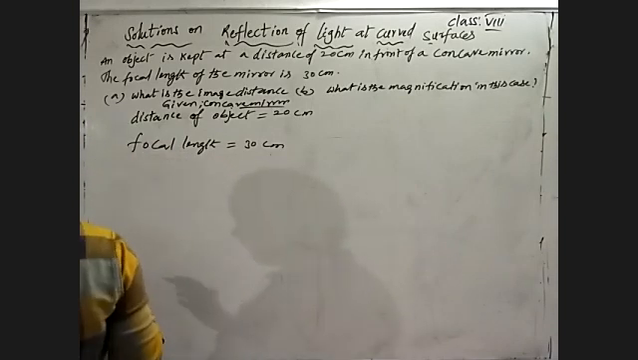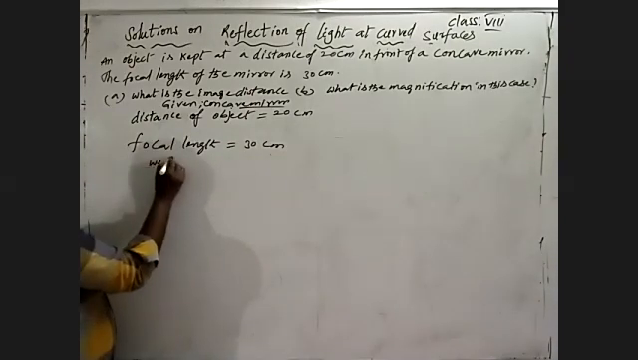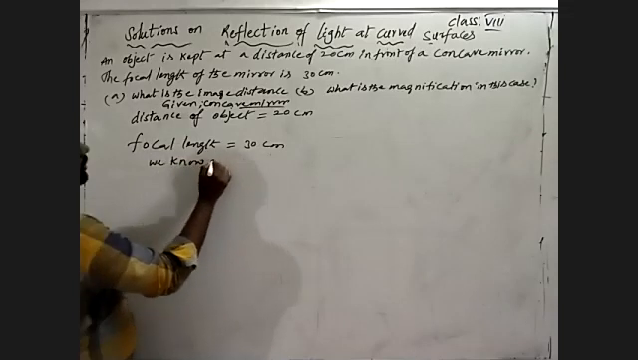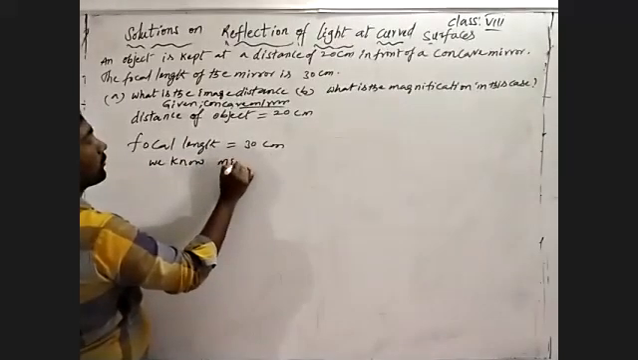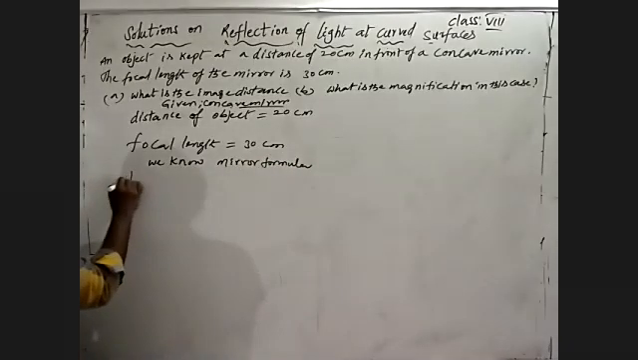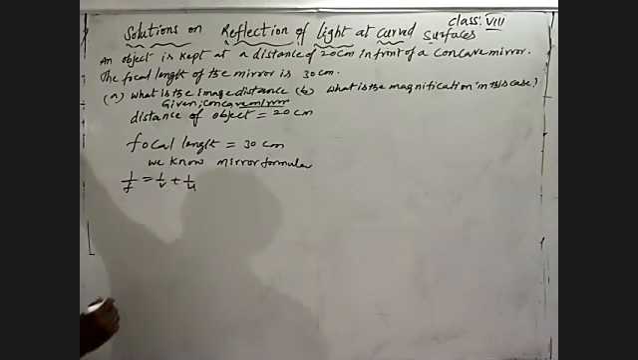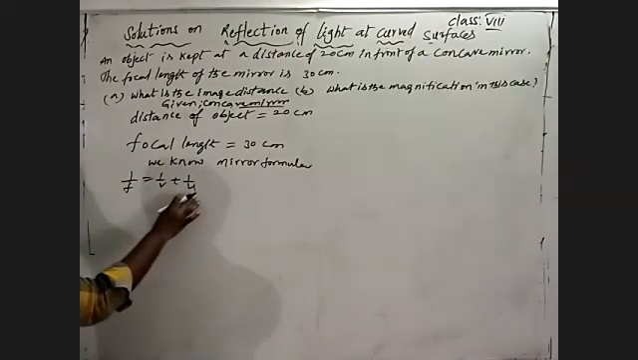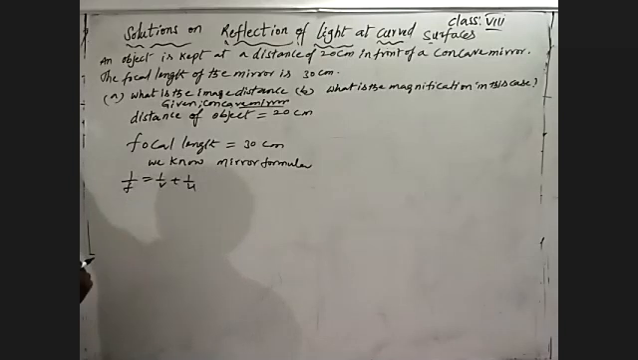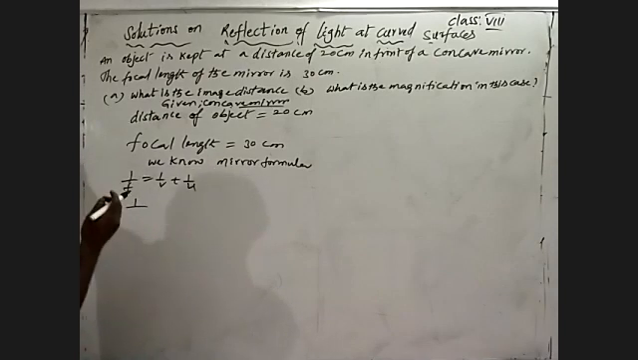How to find the image distance? So let's find it. We know the mirror formula: 1 by f is equal to 1 by v plus 1 by u. Focal length is given, object distance is given, and we have to find the image distance. As already discussed, for what we are going to find, we should not apply sign convention further. So 1 by focal length, which is negative for concave.